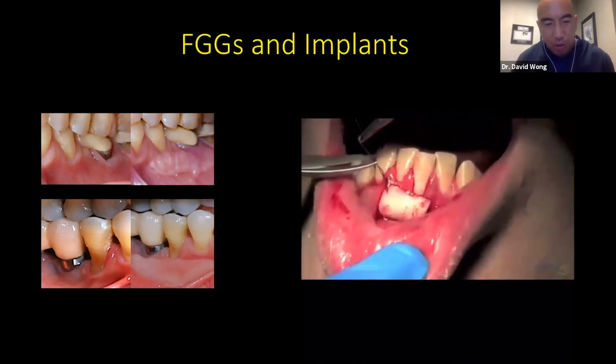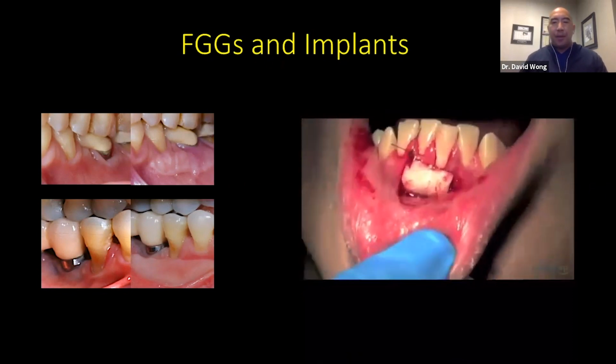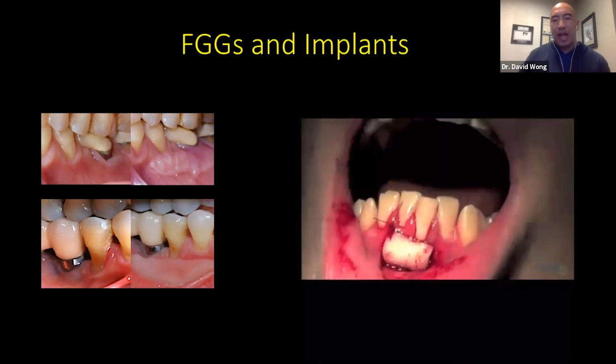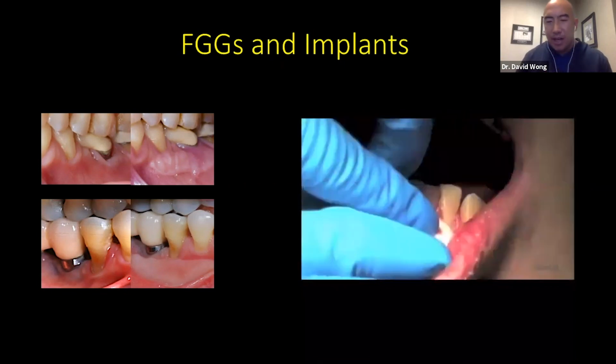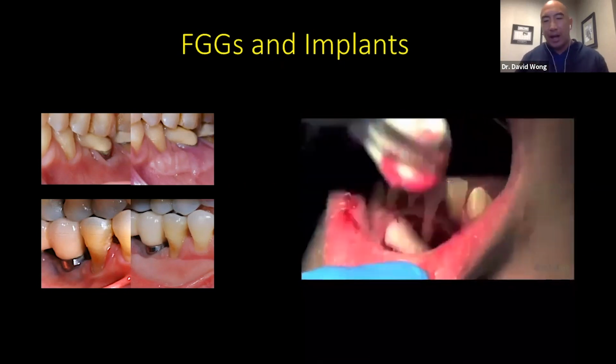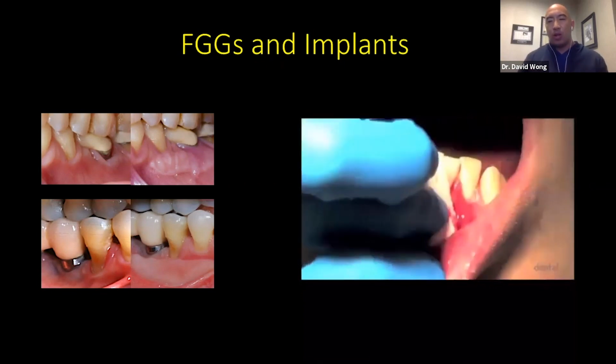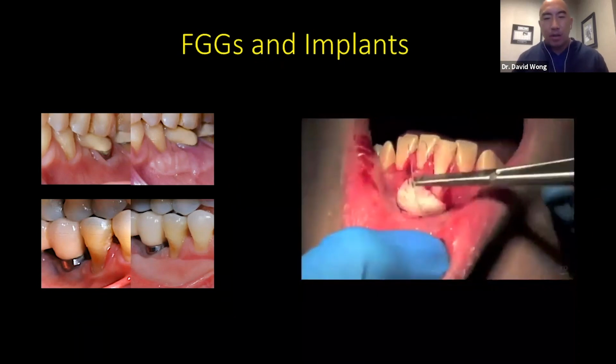There's lots of people who do a lot of free gingival grafts, but it's definitely a procedure that was out of vogue probably about a decade or 2 ago, and now it's coming back, especially since we're seeing more of these types of problems around dental implants.